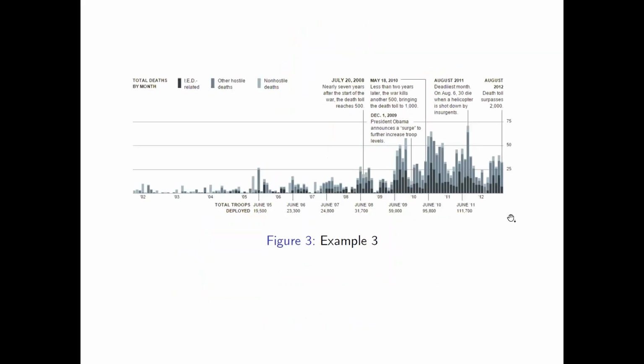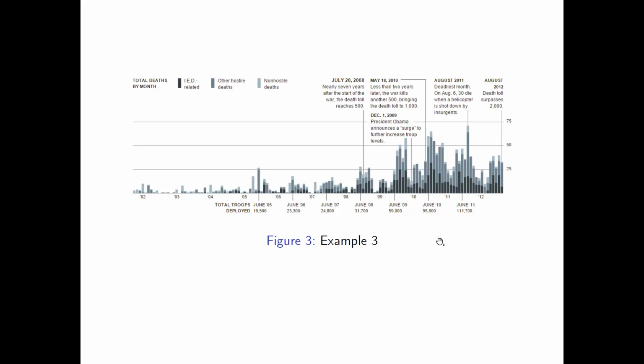Well, data visualization not only delivers geographical information, but also temporal information. And here is the third example. This is the total deaths by month in America. It doesn't matter which region these deaths are collected from. What matters is the temporal information.